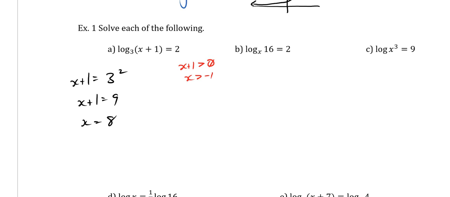The next one, what's my restriction? My restriction is x has to be greater than 0 because I've got x in the base.